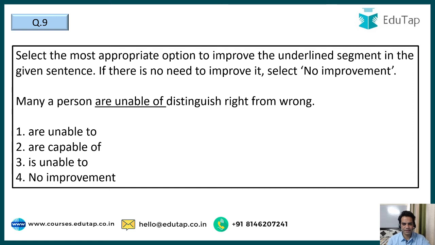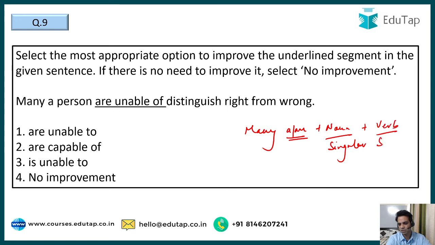Moving ahead, guys, question number 9. Again, we have to find the correct replacement or correct improvement for the underlined part. And the question is, many a person are unable of distinguish right from wrong. Guys, always remember, if many is followed by a or an, the following noun will be kept singular, as well as the corresponding verb. That's a rule of English grammar: if many is followed by a or an, the following noun and verb should be kept singular.